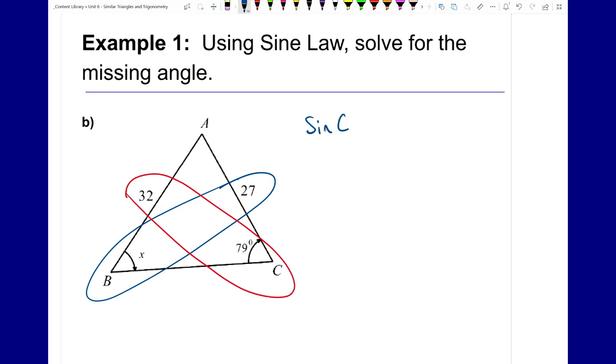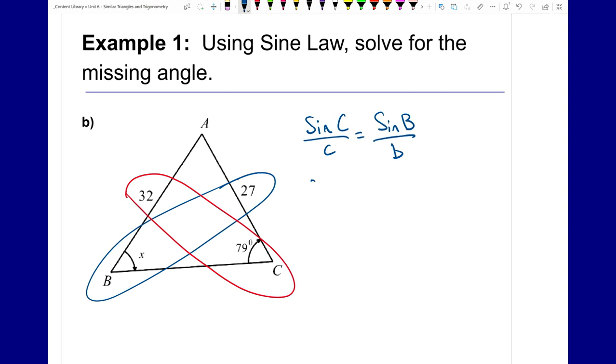So sine of angle C over little c equals sine of angle B over little b. Again, the order doesn't matter. I could put B first and C second. We just want to make sure we're consistent. So if I have sine of angle C on top, little c should be on the bottom, right? And I could flip it as well, have the reciprocal. I could have the side on top and sine of the angle on the bottom. Again, it's the same kind of idea.